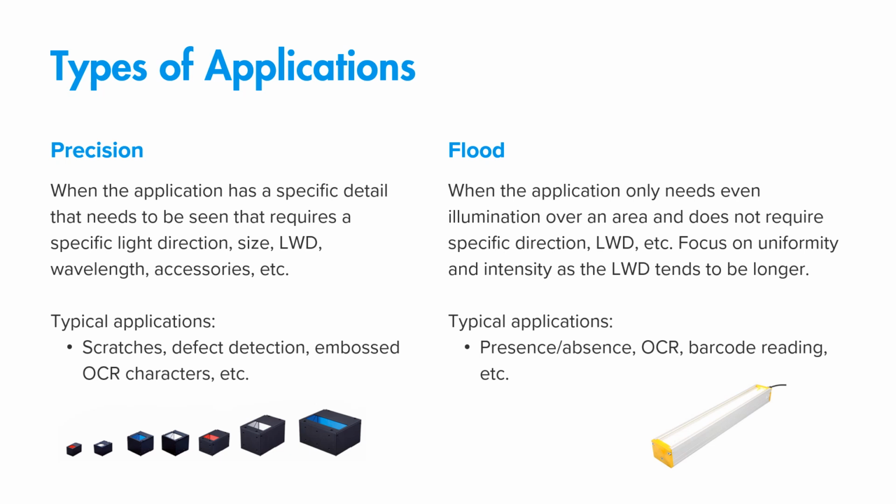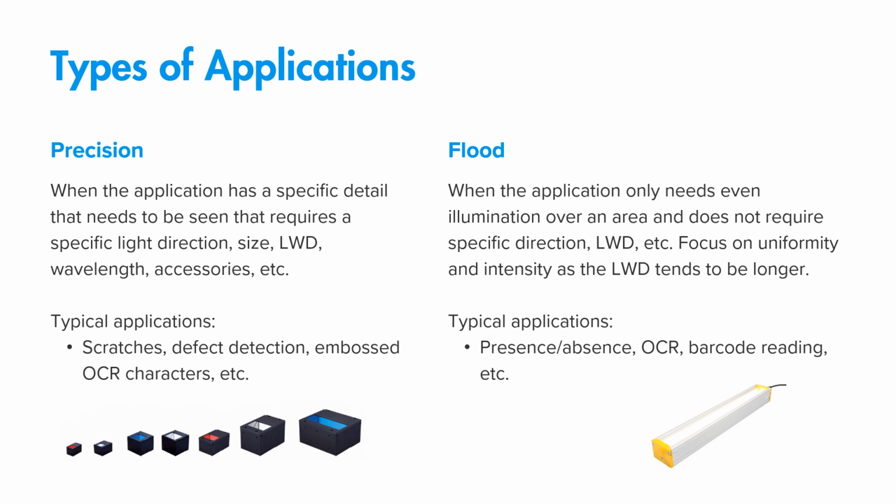The applications can be split up into two different categories. So there's precision and flood. And precision lights are for applications that aren't necessarily obvious for the camera to see by just placing it underneath the camera immediately. So in order to highlight the defect or the detail, it requires the light to come from a specific direction, maybe a specific light working distance, or wavelength, something along those lines. So in order for the camera to see the detail, it has to have the perfect setup, essentially.